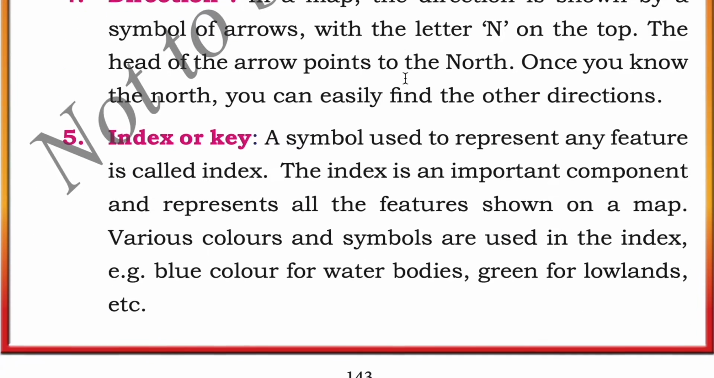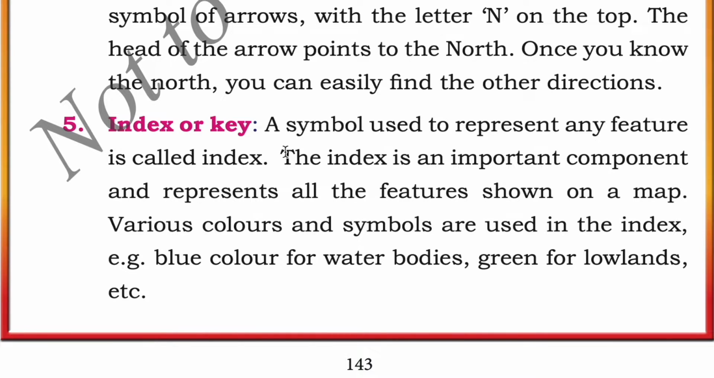Up next, you have the index or the key. A symbol used to represent any feature is called the index. We learnt about legends, and any symbol in a legend is called an index. The index is an important component and represents all the features shown on a map. Various colors and symbols are used in the index. For example, blue color for water bodies, green for lowlands, etc.